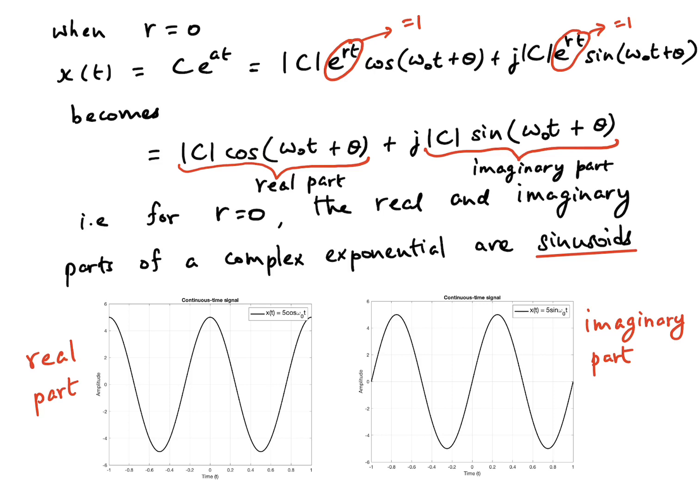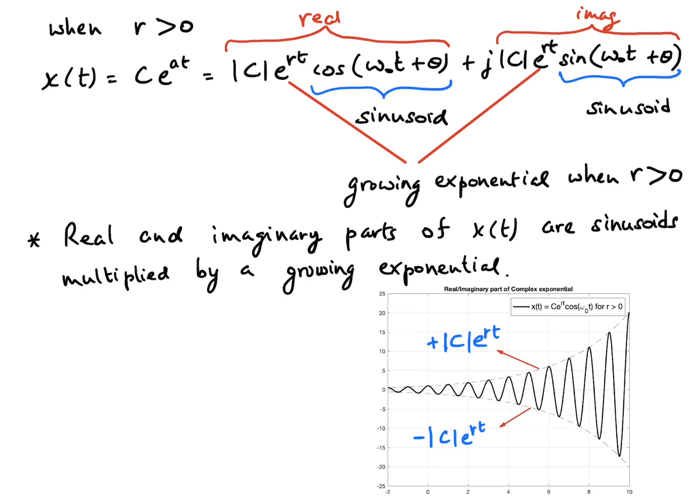Next, we are going to see what becomes of this complex exponential x of t when we set the value of r to be some positive value, that is r greater than 0. So we see what is going to happen to the waveform or the signal x of t. When r is positive, the complex exponential signal has this form: magnitude of c e power rt cosine of omega naught t plus theta, plus j magnitude of c e power rt sine of omega naught t plus theta.